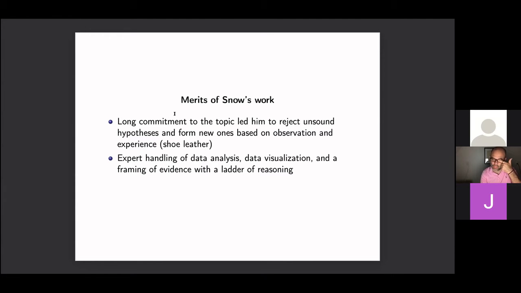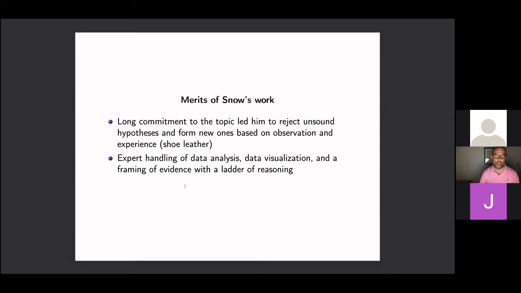So the things that I like about John Snow is I like his long commitment to the topic. The long commitment to the topic led him to reject unsound hypotheses and form new ones based on observation and experience. He showed an expert handling of data analysis, expert handling of the visualization of that data. So his rhetoric, as well as his scientific research, was excellent.